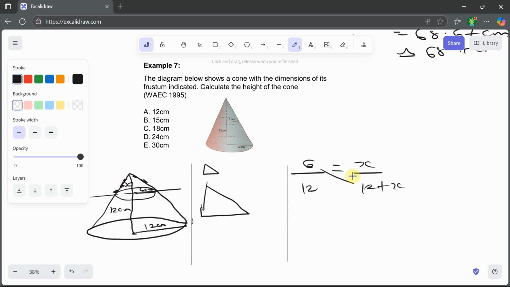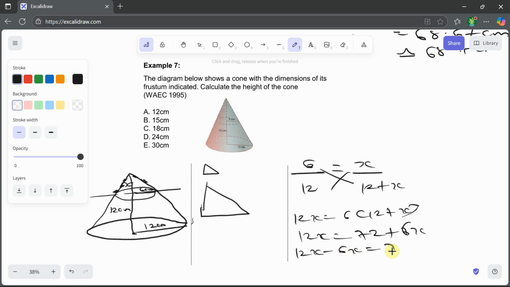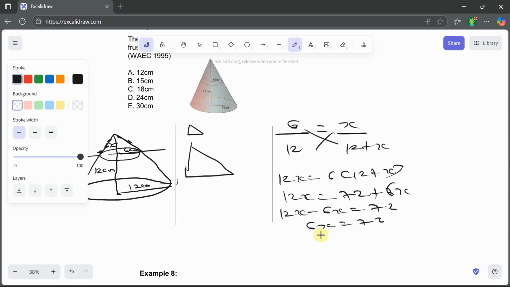So it's to cross multiply. This is 12x equal to 6 open bracket 12 plus x. So 12x is equal to 72 plus 6x. So 12x minus 6x is equal to 72. So 6x is equal to 72. If I divide both sides by 6, x is equal to 12 centimeters. So you can see that here to here is 12 centimeters and here to here is 12 centimeters.